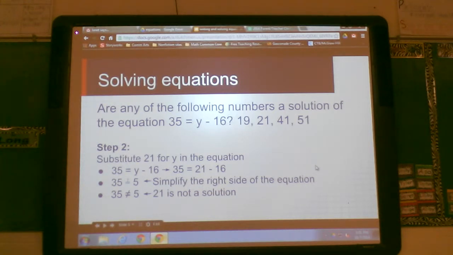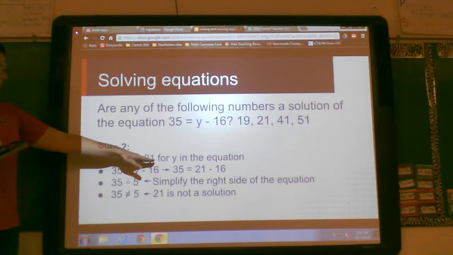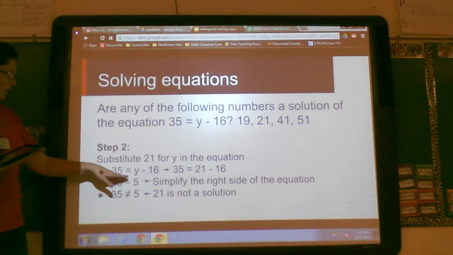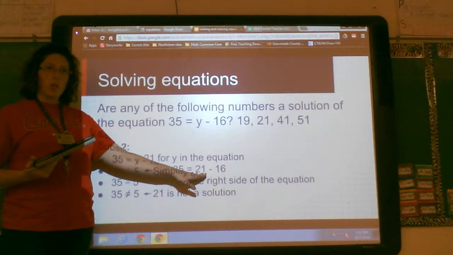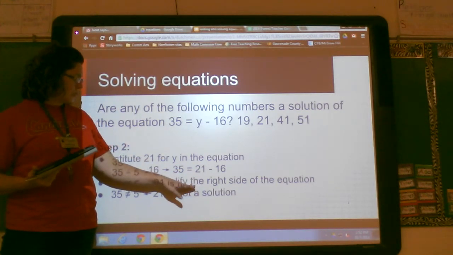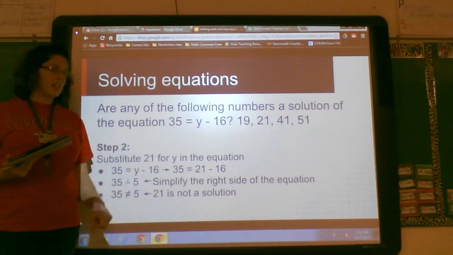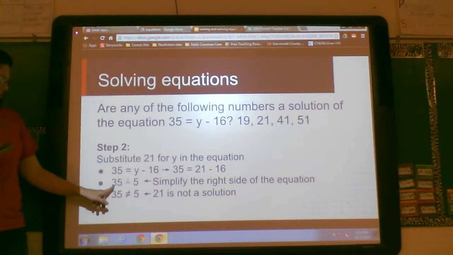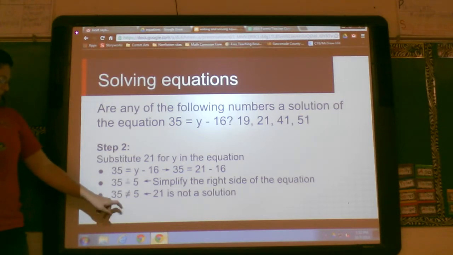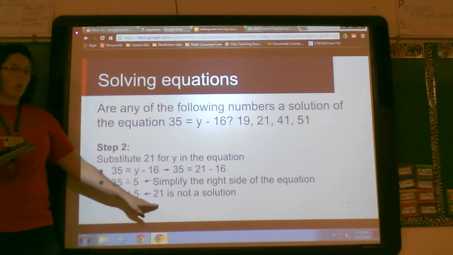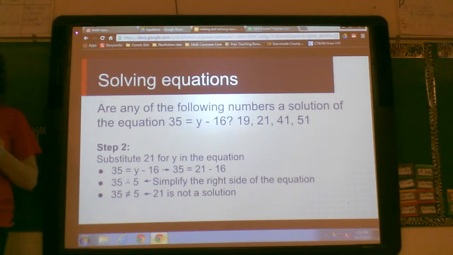Step 2, we're doing the same thing, only we're substituting in our next number. So we're substituting 21 this time. So here's my original equation. Here's where I substituted in 21. So now we have to simplify the right side. 21 minus 16 gives us 5. So does 35 equal 5? No, it does not. So 35 does not equal 5. 21 is also not a solution.